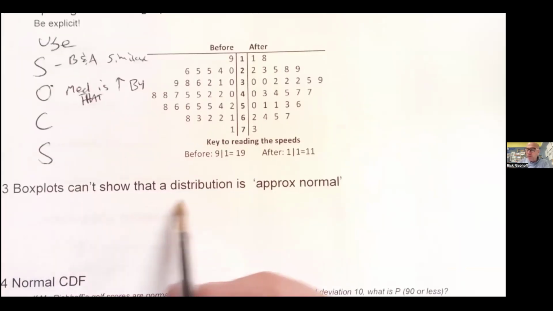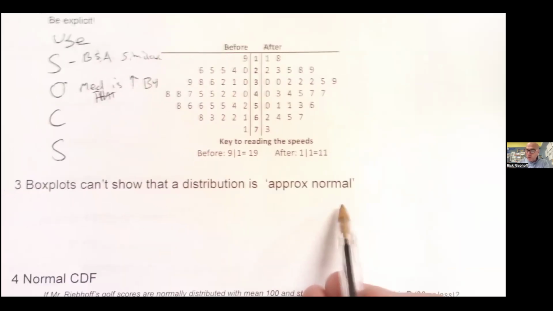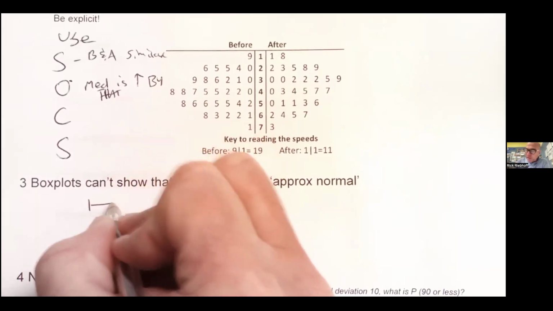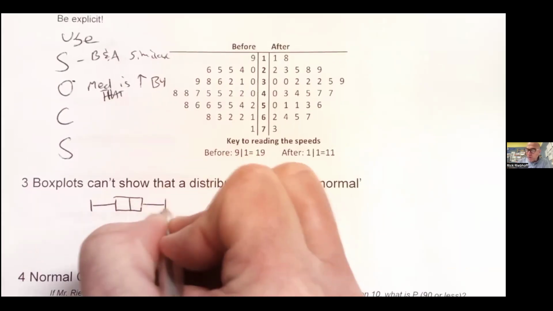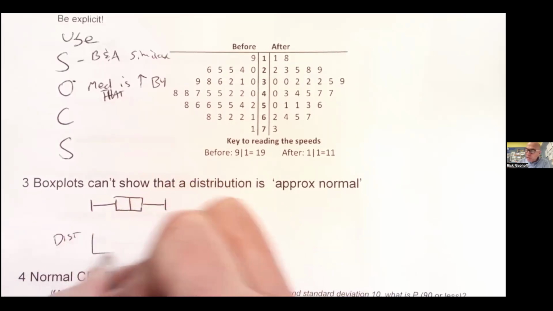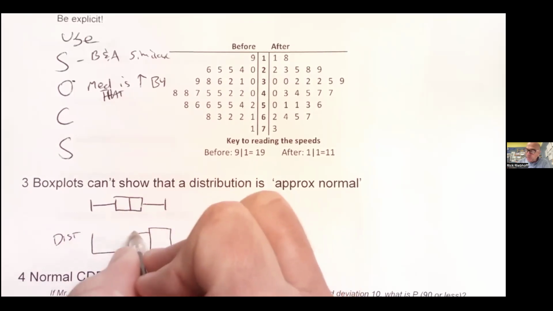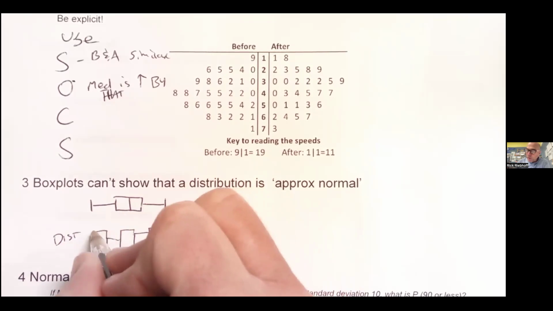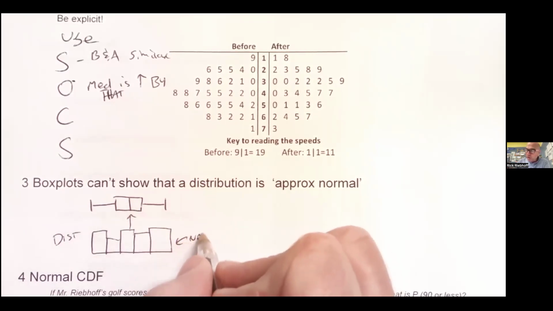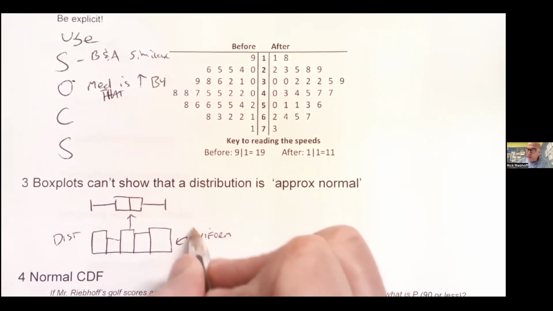Box plots cannot show that a distribution is approximately normal. So if you get a box plot or if you graph a box plot that looks like this, and it looks, oh, wow, that looks great, right? It could have come from a distribution that looks something like this. This histogram could yield, if I did a box plot of the data, something like this. This is definitely not normal, right? This is a uniform or uniform-ish shape, fairly uniform.